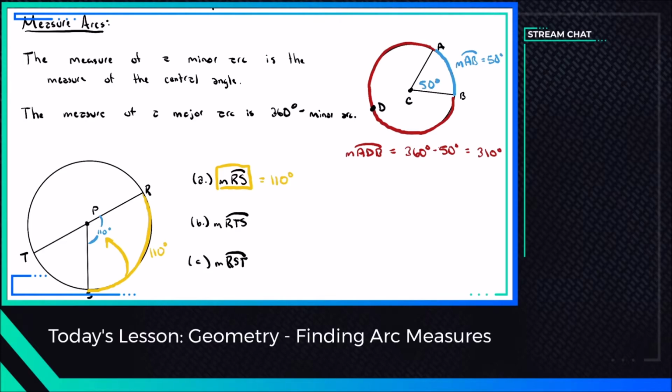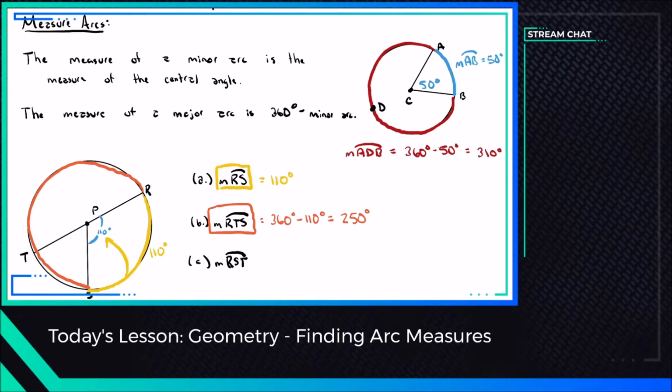Next, let's do RTS here in orange. So we're going to go to R, all the way around to T, all the way around to S. Not my best work, but notice that that's the other side of our yellow, and we know a circle is 360 degrees. So we're going to take 360 degrees minus our yellow bit of 110 degrees, and that's going to be equal to 250 degrees.